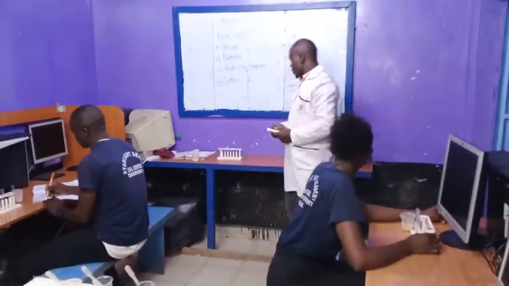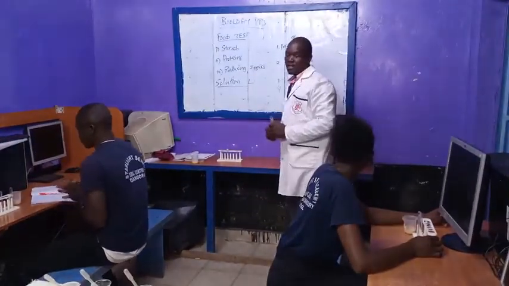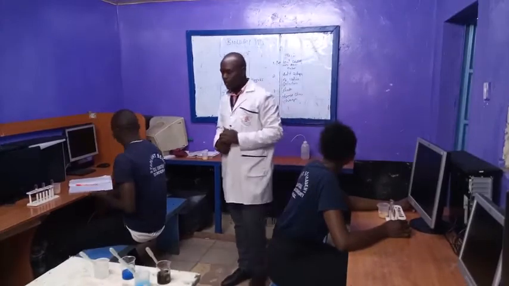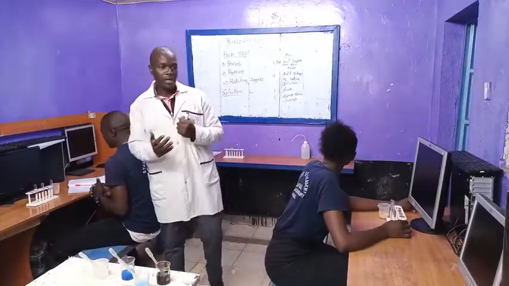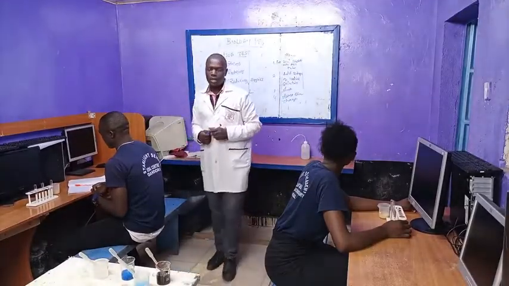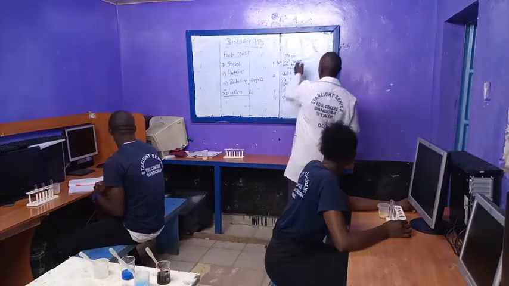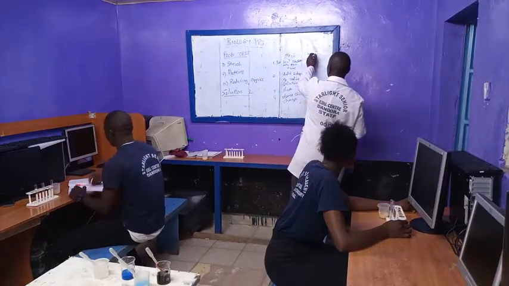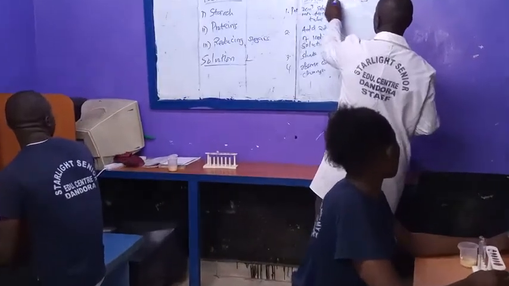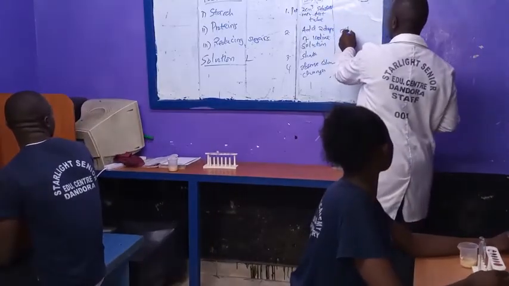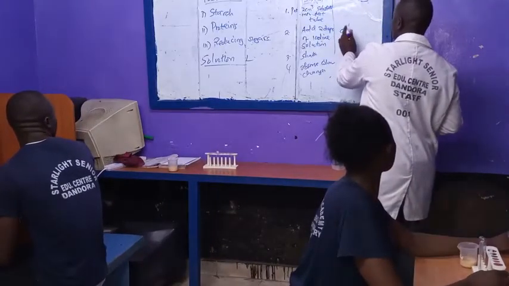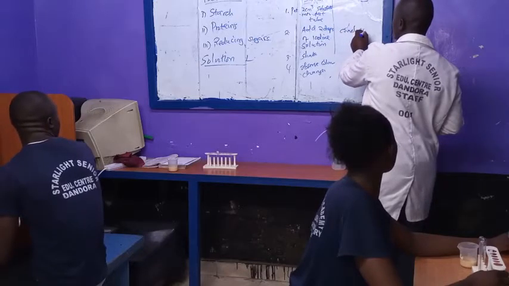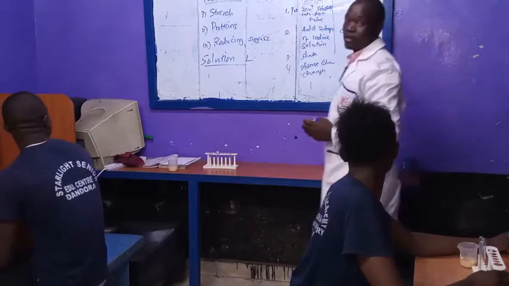So we are going to go with this so that we can observe whatever color change. Then we will be drawing our conclusion. So we'll be doing our observations, and after the observations, we shall be able to draw conclusions from the results that will be given.